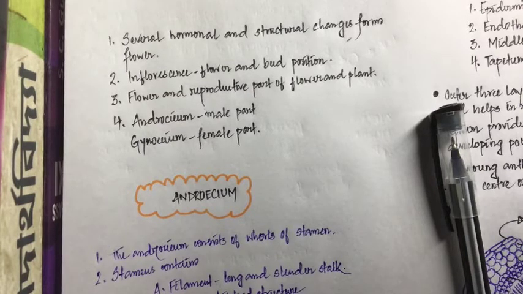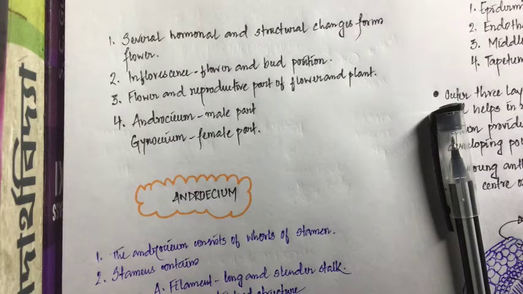Now this flower, as I have said, is the reproductive part of the plant. This flower contains four different structures: androecium, gynoecium, calyx and corolla. Okay, it contains what? Androecium, gynoecium, calyx and corolla. These are the four parts of a flower. Repeat with me: calyx, corolla, androecium, gynoecium.